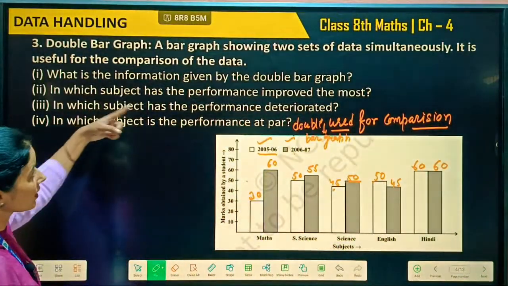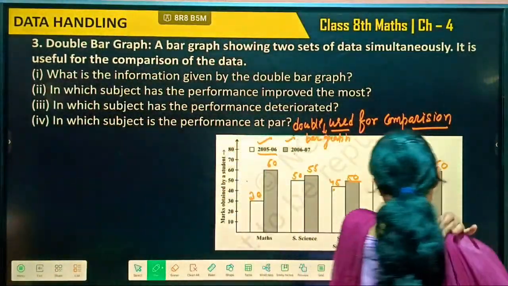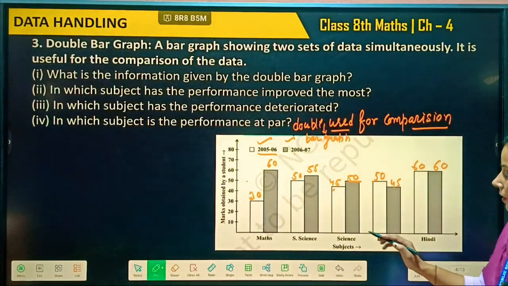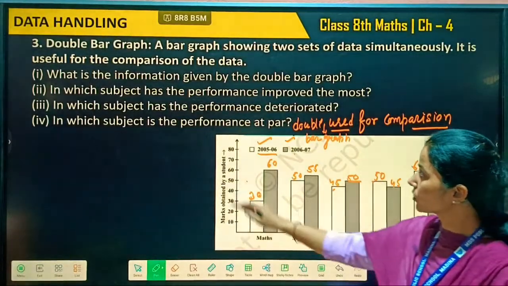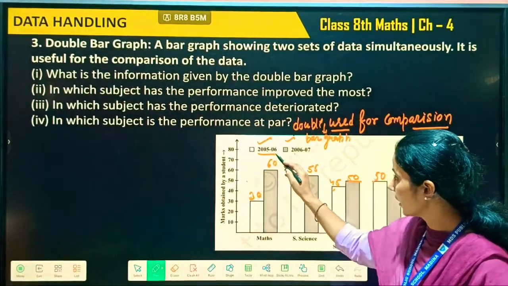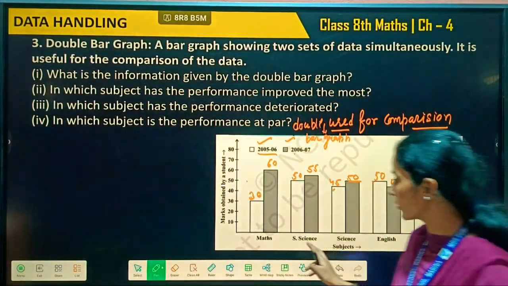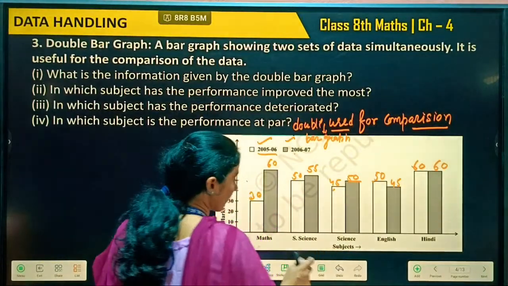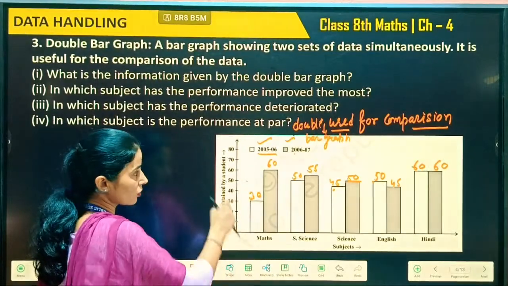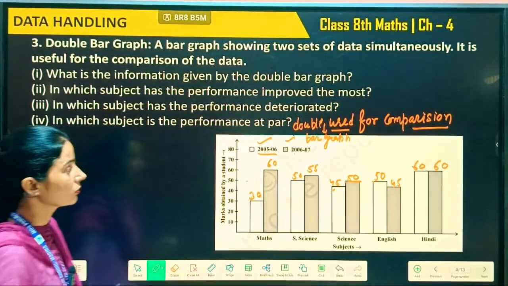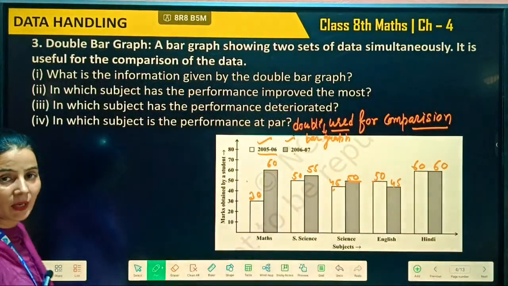What information is this double bar graph depicting? This double bar graph is representing a comparison of the marks a student scored in different subjects in 2005-6 and 2006-7, over 2 years. So this is the information this double bar graph is depicting.